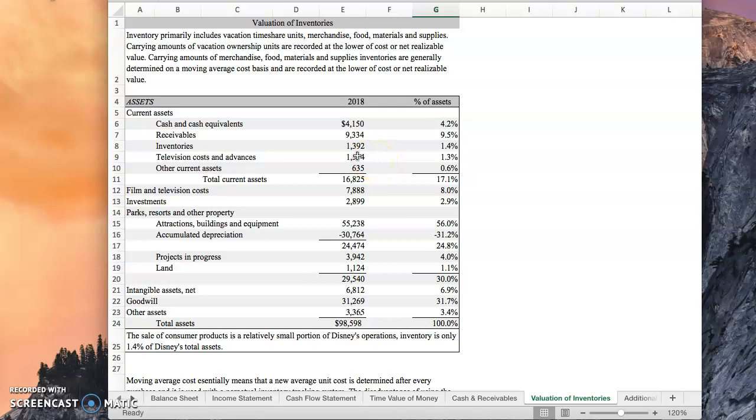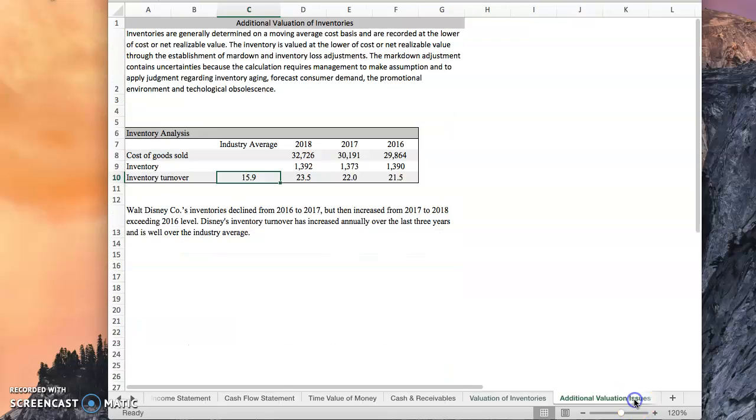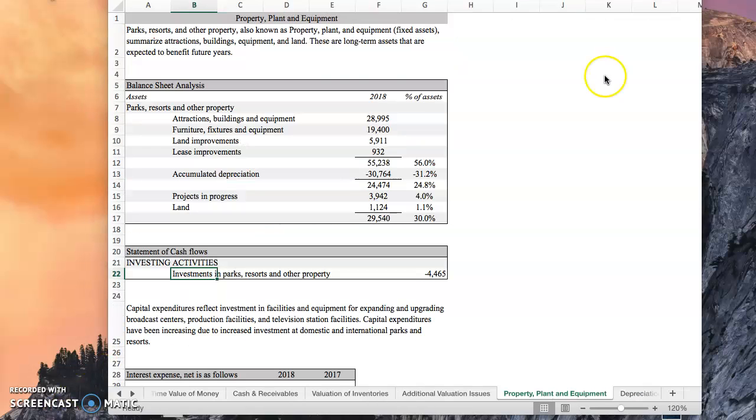as inventory is only 1.4% of total assets. For additional valuation of inventories, I took a look at the inventory turnover. And here we can see that their inventory turnover has increased from 21.5 in 2016 to 23.5 in 2018, and it's actually above the industry average of 15.9.